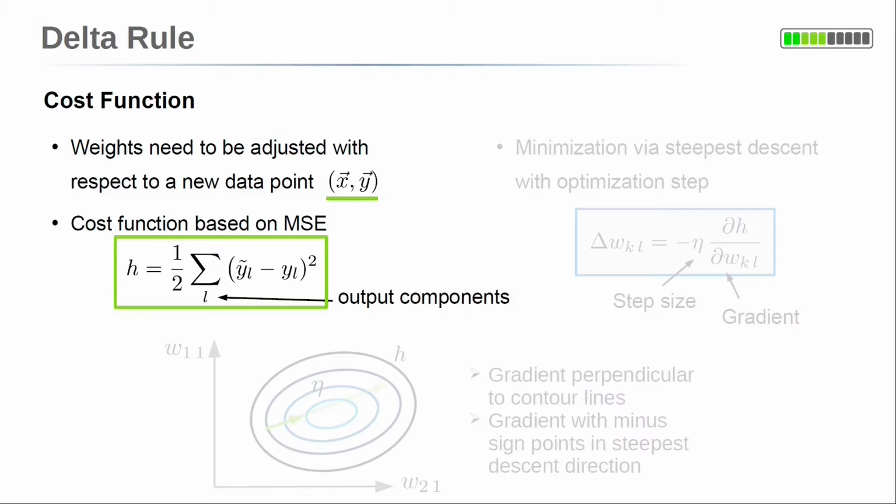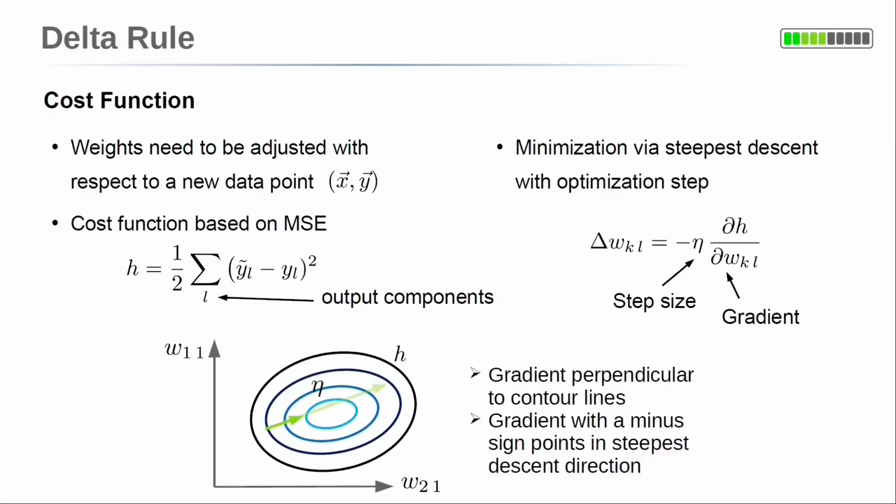So, for a single data point, the cost function h is 1/2 times the sum over all output components indexed by l of the squared difference of the l-th output component y tilde_l and the corresponding true target value of the data point y_l.